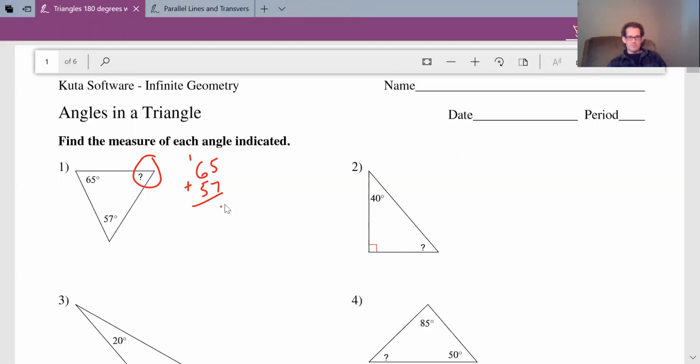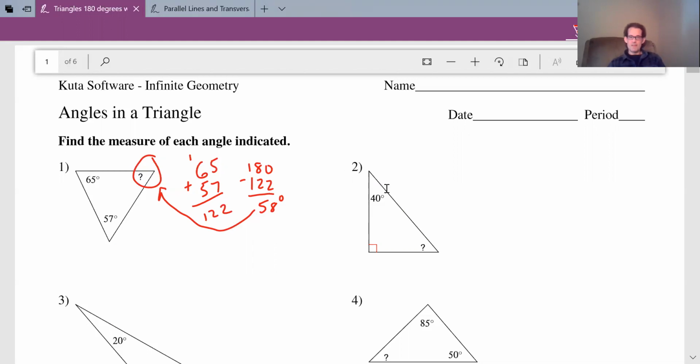and you would get 122. Now, when you have 122, you simply subtract that from 180 to get the missing angle, because I know that all the angles add together equal 180. So 180 minus 122 is going to equal 58. So this angle right here that's missing equals 58 degrees. Now, a way that you could check your work is just simply add 58 plus 57 plus 65. The sum of all of those three angles has to equal 180.